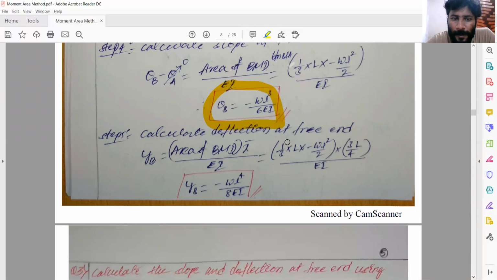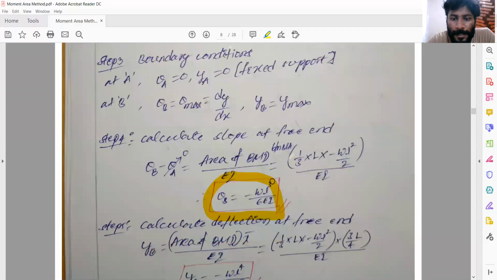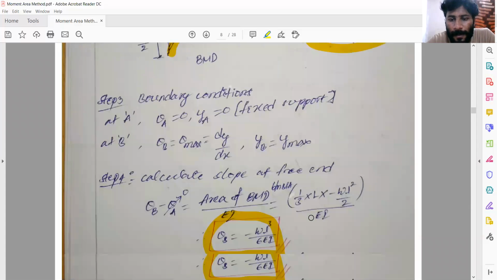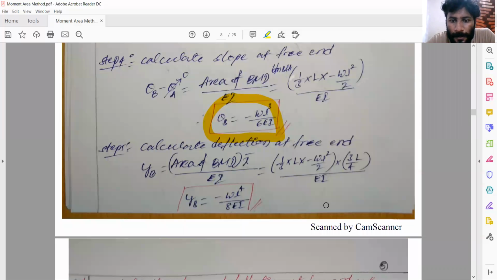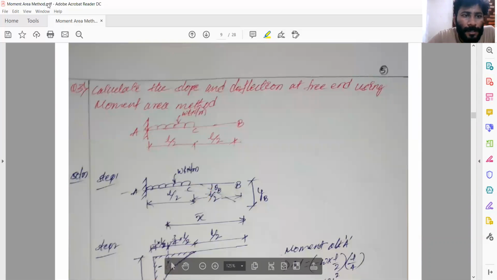Calculate the deflection at the free end. Again the same, YB is equal to area of BMD into X bar divided by EI. The area we got from this bending diagram, into X bar. X bar, from the centroid to the point where we have to find the deflection, is equal to 3 by 4 times of L. Those diagrams are already given in the above slides. So the area of the BMD and 3 by 4 times of L, that's this deflection. Again, we'll move on to the next problem.